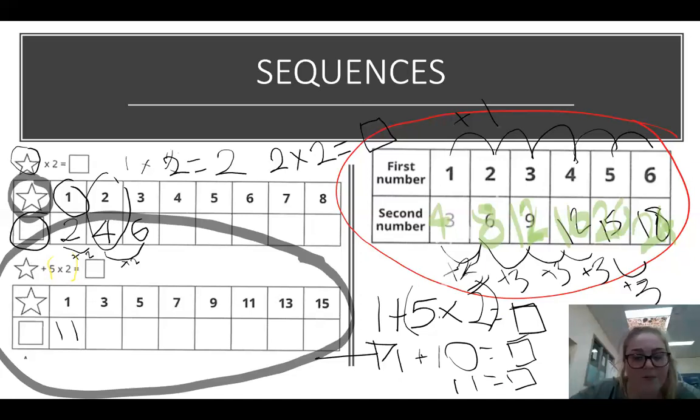Okay. Now, if I had to change that number to be a 2, it would be 2 plus 10 equals square. So our answer would change to 13. And we would keep going until we have all finished. And that is how we do the sequences for your math page for this one.